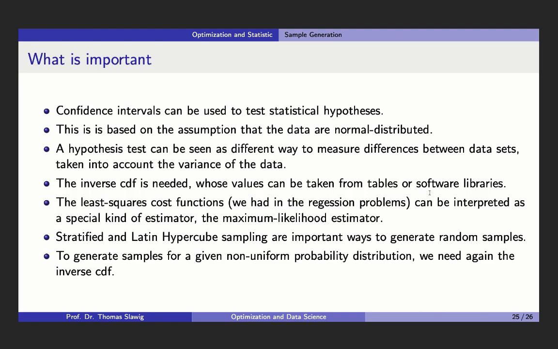So we had confidence intervals already in the last lecture. They can be used to test hypotheses, and this is based on the assumption that the data are normally distributed. The hypothesis test can be seen as a different way to measure the difference between data sets, because it takes into account the variance of the data. We need the inverse CDF, but we can get it from libraries or tables. And our least squares cost functions can be interpreted as a special kind of estimate, the maximum likelihood estimator. At the end, stratified and Latin hypercube sampling are important ways to generate samples. And of course, we again need the inverse CDF to generate samples for non-uniform probability distributions.